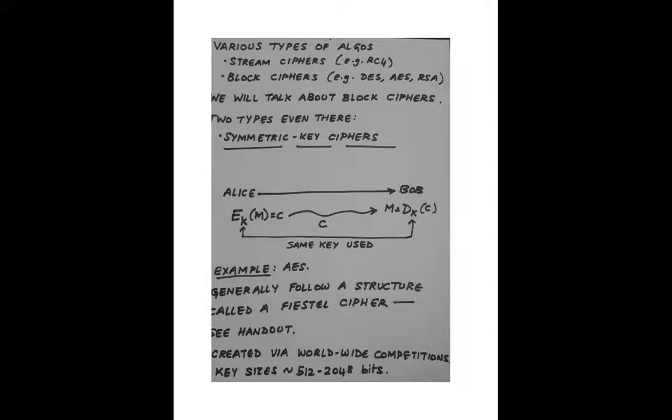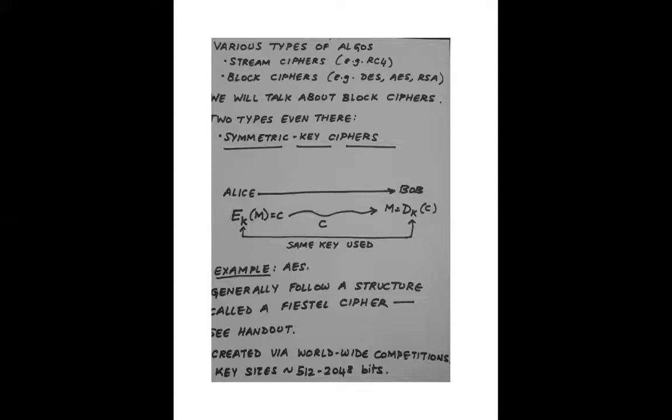But the idea is that these ciphers are generally designed via worldwide competitions. Right? AES was designed via worldwide competition by the US National Institute of Standards and Technology in the late 90s and the early 2000s. AES emerged as the worldwide champion in terms of ability to resist attacks and so on. And the key sizes here generally are around 512 to 2048 bits. That's generally the key sizes that are used.